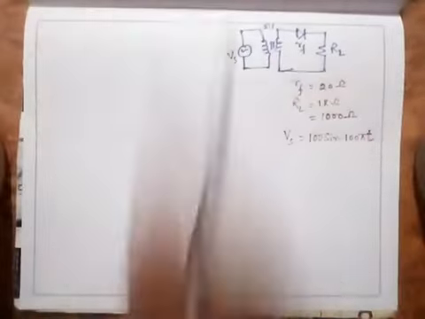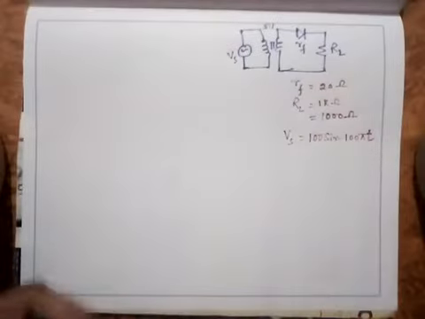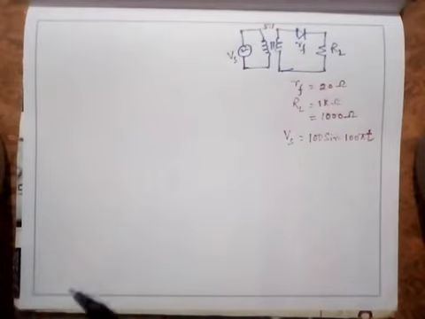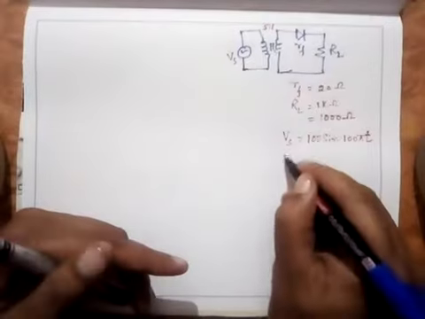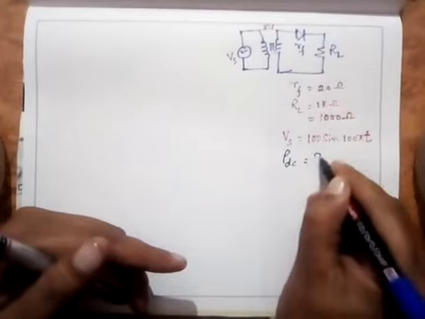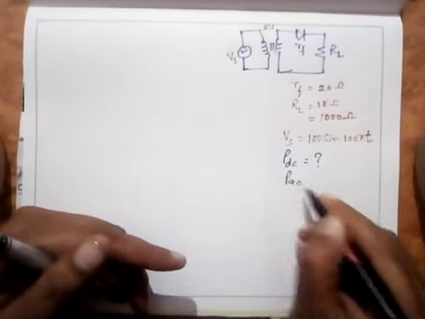This is given to you: 100 sine 100 pi t. Now, it has been asked to find the DC power. What you have to find is P_DC and P_AC.